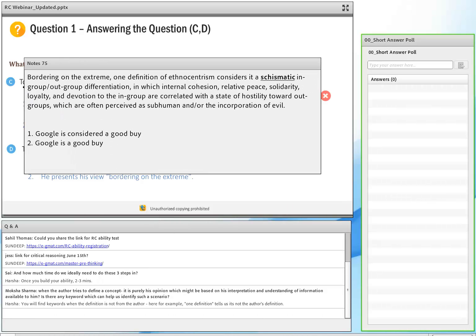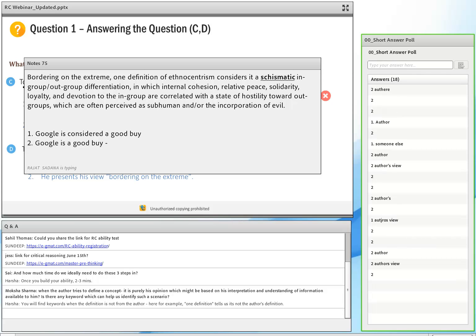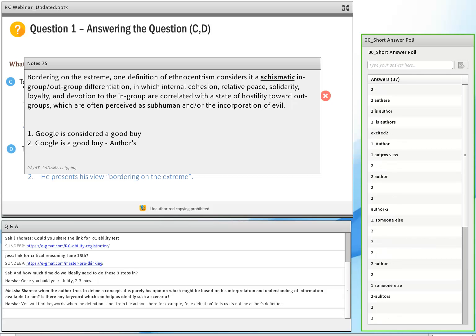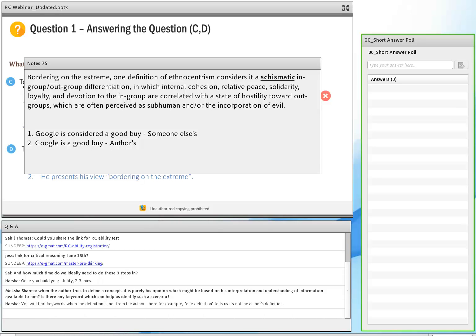Both of them are there as a part of RC passage. Which one is author's view? Which one is someone else's view? Yeah, 2 is author's view, and 1 is someone else's. The author is merely presenting that. Okay, and that's really important. Does that help you answer that, Shekhar? All right, and that's really important.